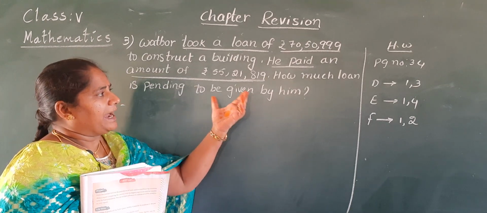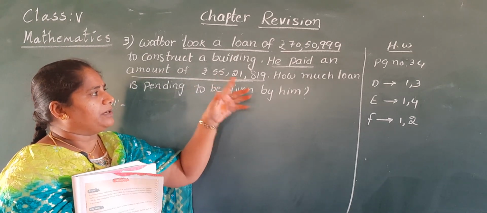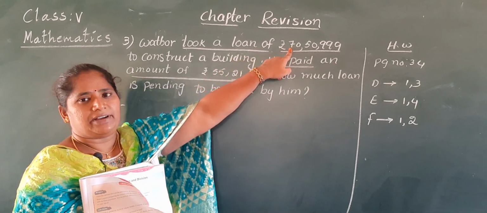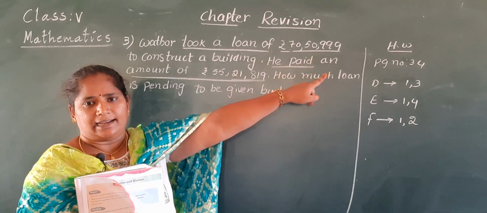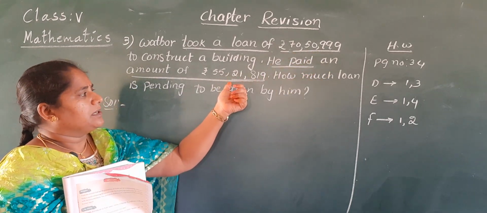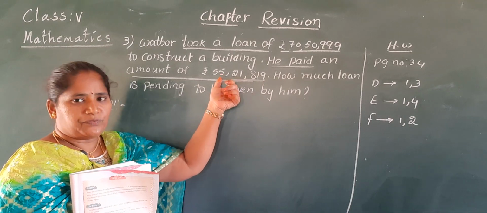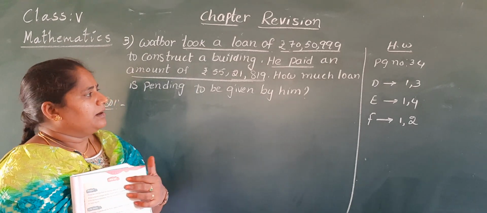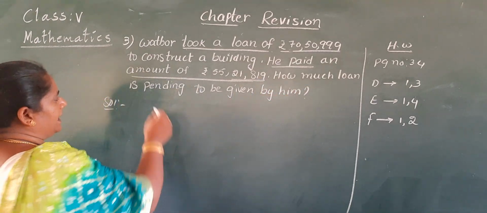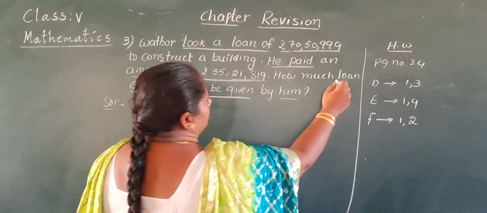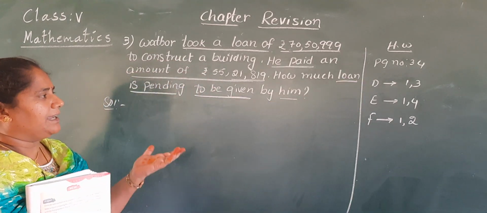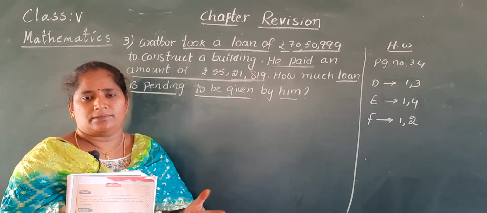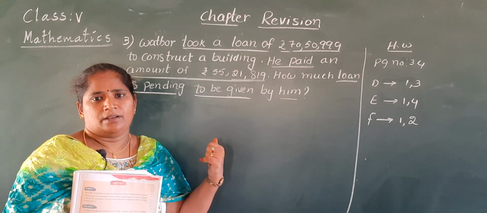Amount he paid back. So amount paid back by him is equal to how much amount he paid back. So he was taken the loan amount 70,50,999. Later he paid some amount. So how much amount he paid back? Yes, 55,21,819. Now, how much loan is pending to be given by him? So this amount only he paid, Nana. So pending amount we only find out. Pending means remaining balance. Okay.